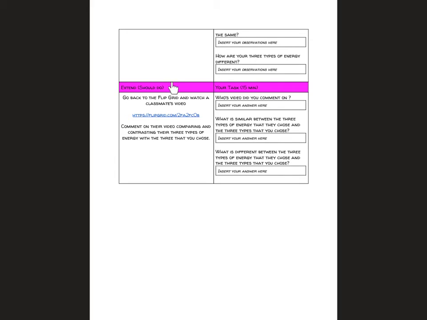Then the should do, the extending part. I would like you to go back to that same Flipgrid, and I want you to look at the other videos, and I want you to comment on one of the other videos, and I want you to compare and contrast the 3 types of energy that they chose with the 3 types that you chose.